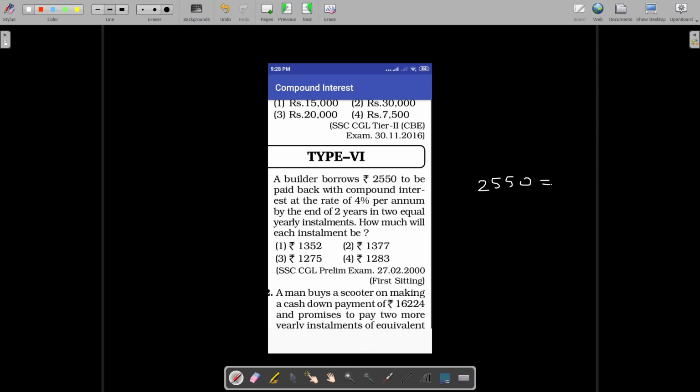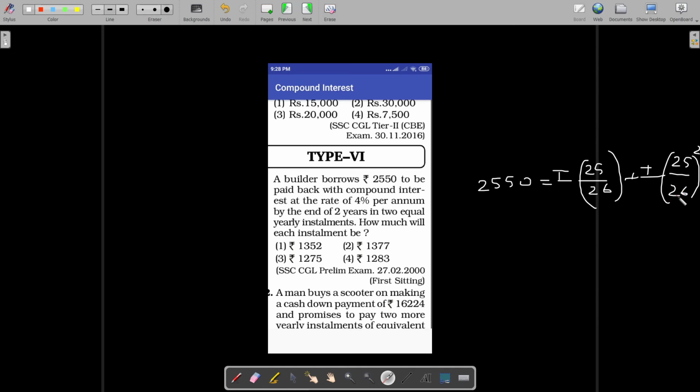2550 equals I into 25 by 26. If you divide 100 by 104, you should get it simplified as 25 by 26, 25 by 26 square. You can either solve this, or you can say that the answer should be a multiple of 26 square. You should know the squares of all numbers up to 30.